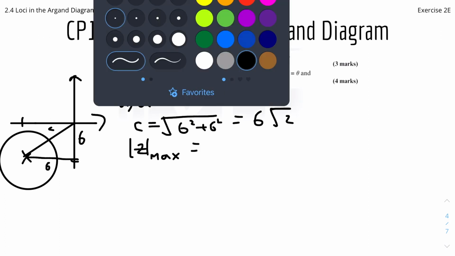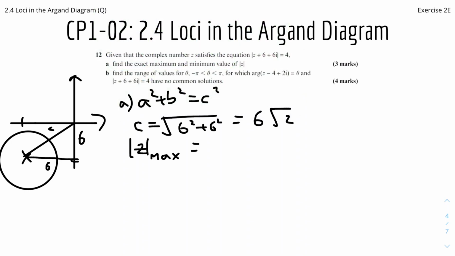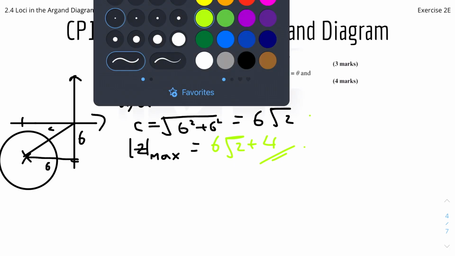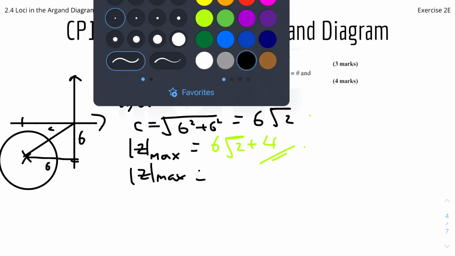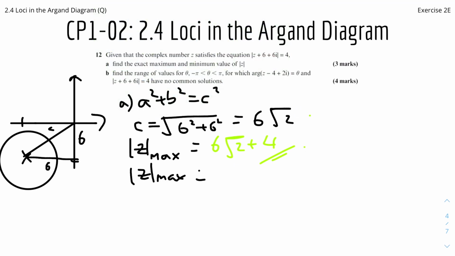So the maximum modulus of z is basically c, which is 6 root 2, plus the radius, which is plus 4. Therefore, the maximum is 6 root 2 plus 4. And that's it. And for the minimum, it will be 6 root 2 minus 4. So let me just rewrite it: 6 root 2 minus 4, like so.